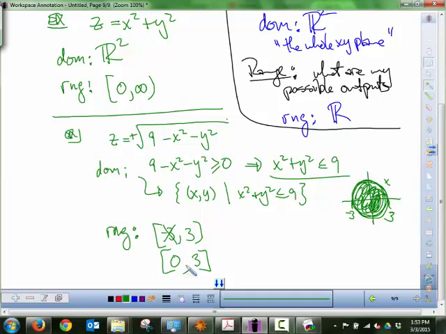Oh, including? I just put including. Including 3? Yeah. How would you get 3 for z here? X and y were both 0. And is that the largest you can possibly get? Okay. So it'd be interesting to look at the level curves for this. I'll let you do it.